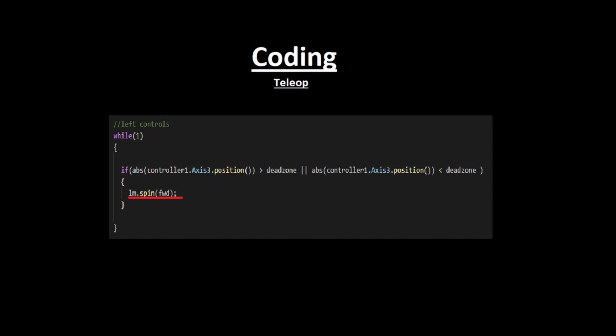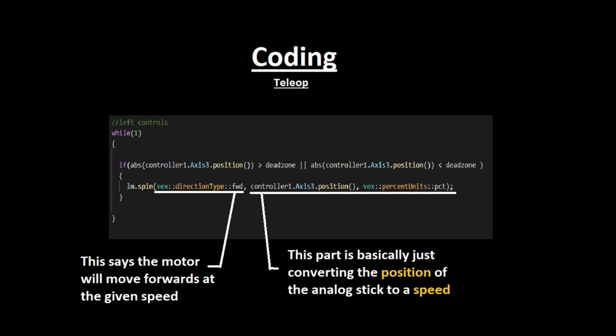So for here, we'll just spin the motors until the condition is not met, like when turning with the gyro. To do this, we can use the spin command. But in order to make sure the speed adjusts to the controller's inputs, so if I push the stick halfway, then it only goes half speed, we can just make the speed of the spin the same value as the input of the analog stick.